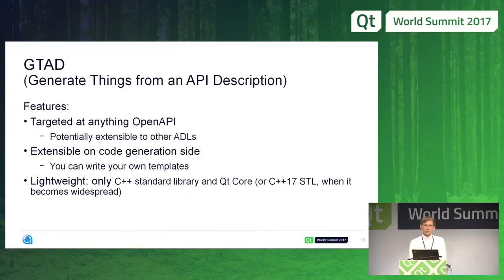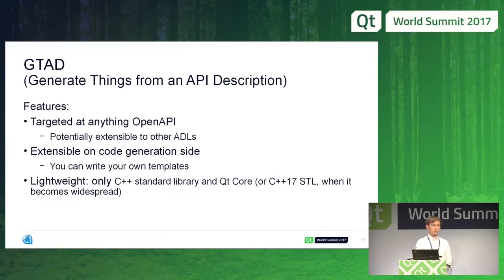So instead, I actually used Swagger CodeGen to an extent. I quickly got fed up with it, so I've made my own thing called GTAD, generate things from an API description. It's targeted right now at anything Open API, but I started with Matrix. It's extensible on the code generation side, which means you don't need to write C++ code necessarily to generate the code itself. You only write the template that will be used to generate the code.